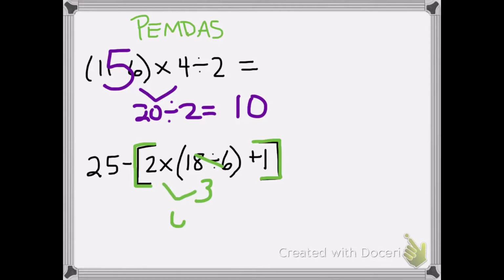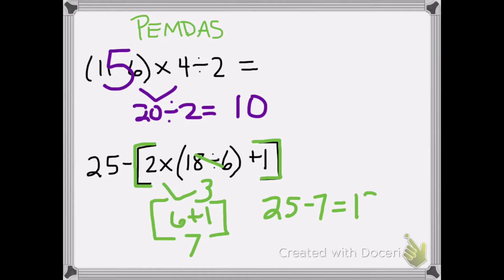2 and 3 give us 6 plus 1 in our brackets, so that equals 7. We can't forget about our 25 out here at the beginning, so we have 25 minus 7 gives us our answer of 18.